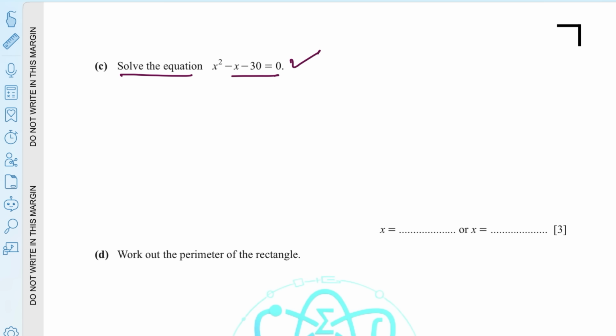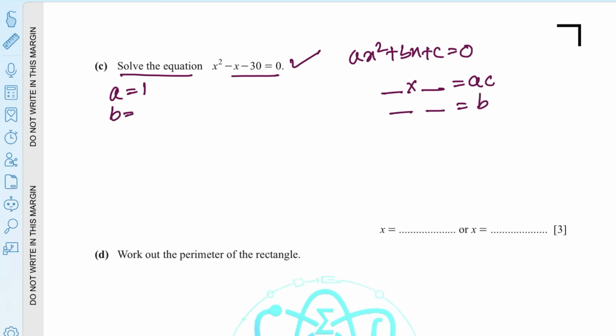Now if I do it that way, listen: if I know that ax squared plus bx plus c equals 0, find two numbers whose product will be ac, and the same two numbers we put here so that addition or subtraction gives the middle number b. This is the way to factorize I'm talking about. In this case, a equals 1, b equals minus 1 and c equals minus 30. So find two numbers whose product is ac, 1 times minus 30, and when you add or subtract them, this should be minus 1.